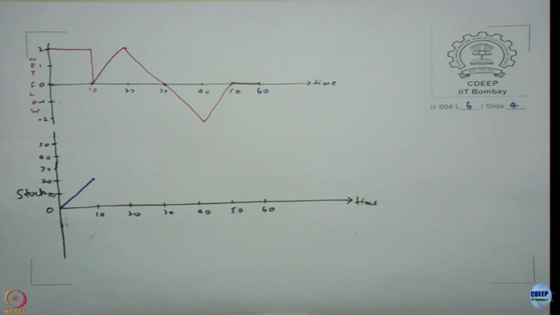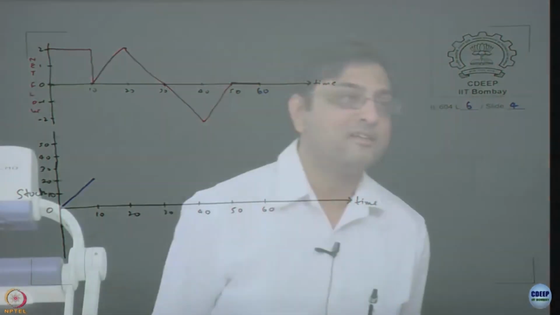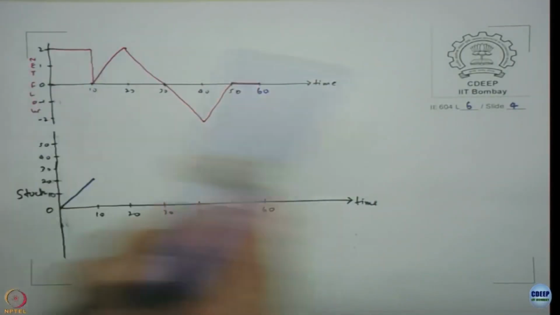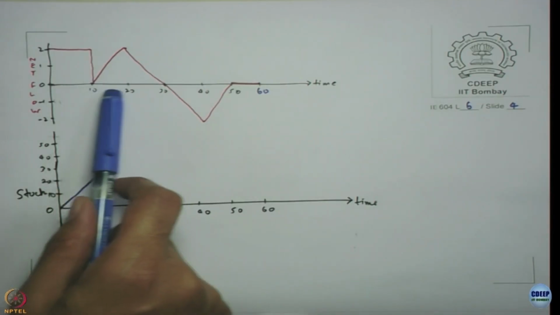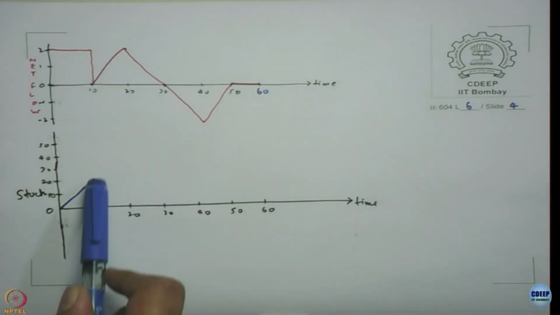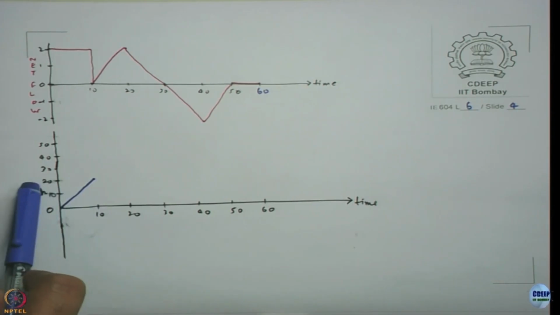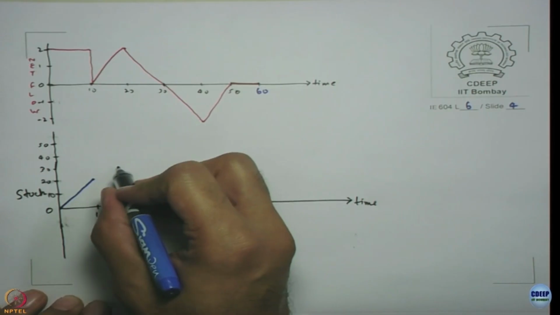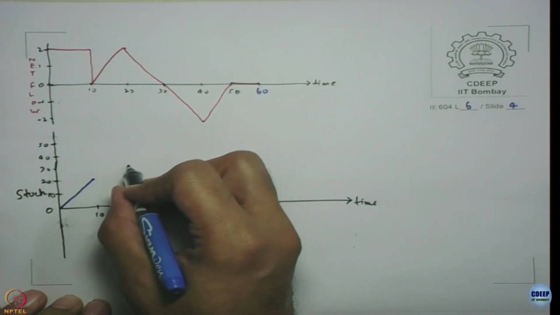Now what happens from time 10 to 20? What will be the value of stock at time 20? 30. What you did is you calculated the area under this curve, half into base into height, that is 10 units. So at time 10 you are already at value 20. So 20 plus 10, you are at 30. You are going to reach 30, but how are you going to reach it?